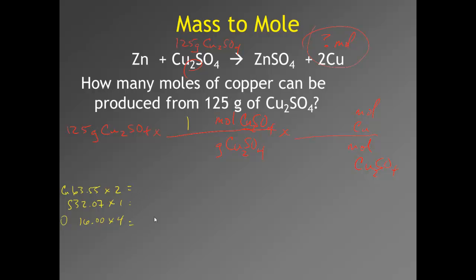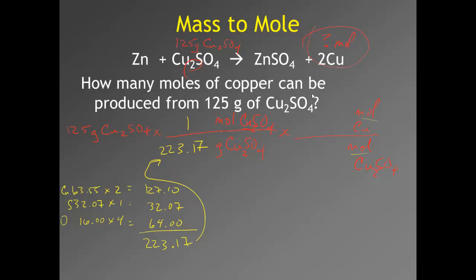So I'm going to do the math on each one of these. So 63.55 times 2 is 127.10, and then 32.07, and 16 times 4 is 64.00. So I'm going to take those molar masses and add them up right here. And what I get is a total of 223.17. So that's going to be my molar mass that goes right here, 223.17.